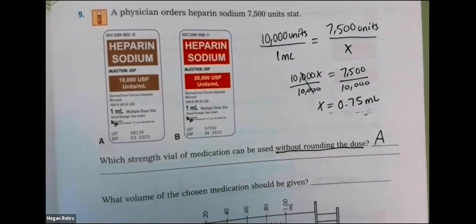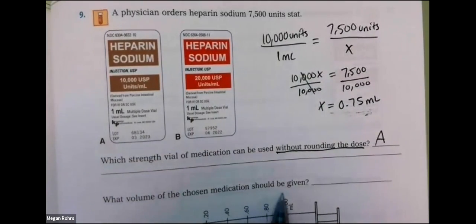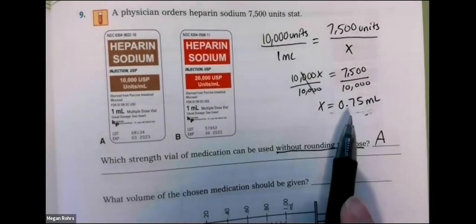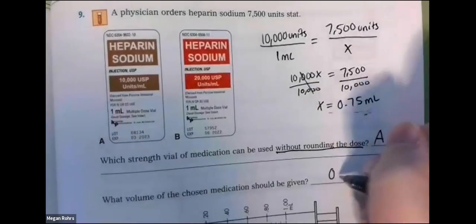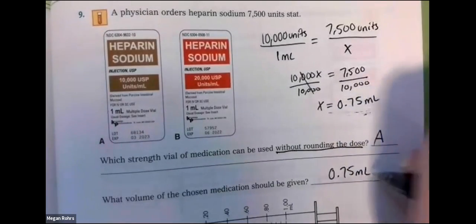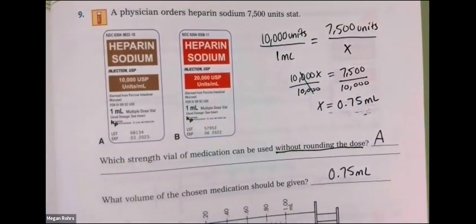And then it says what volume of the chosen medication should be given. Well, we solved for that already. So we would need to give them 0.75 milliliters.